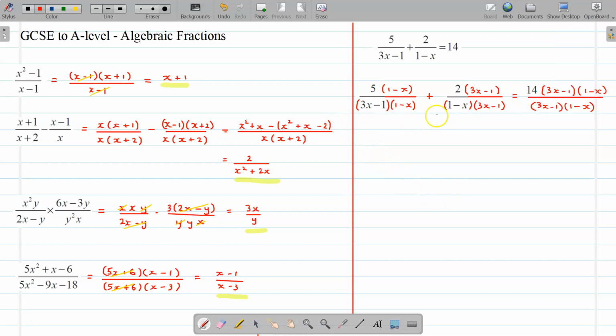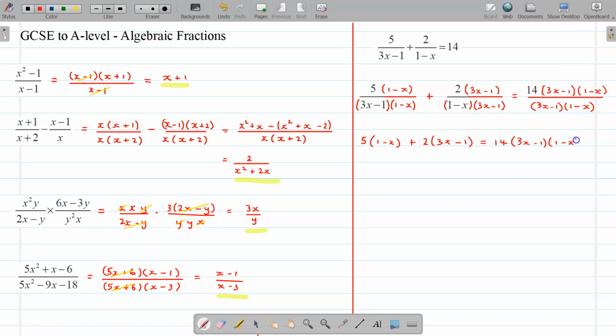In practice, because I knew that I was making a denominator the same all the way through, I can simply say, well, if that's true, then I can strip off all the denominators and just write the top line only. So in practice, all I would have written down is this: 5 lots of 1 minus x plus 2 lots of 3x minus 1, okay, equals 14 lots of, now, 3x minus 1 times 1 minus x.